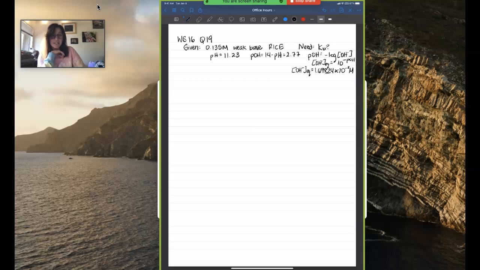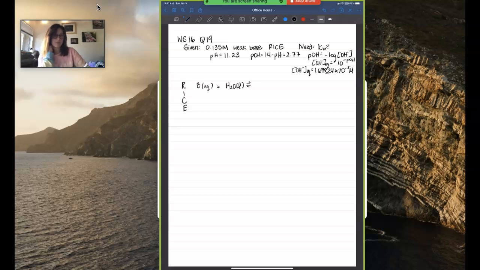Now, I think the trickiest part here is figuring out, well, what reaction do you write for the RICE table, right? Because that has to be correct in order for everything else to fall into place. You can do two different reactions. You can do one where the base is neutral. Remember, with these equilibria, we're in the presence of water, weak acid or weak base.